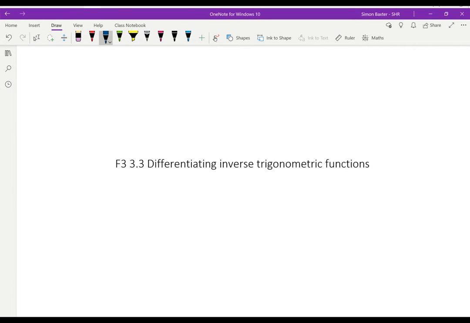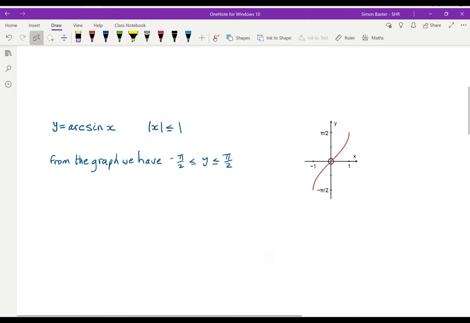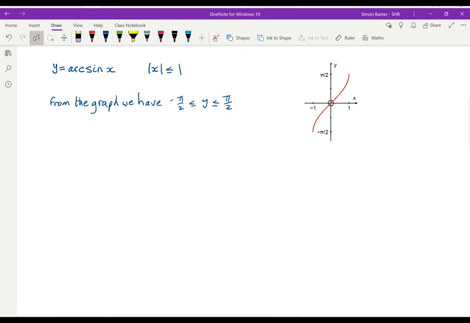In this video, I'm going to look at differentiating inverse trig functions. This is very similar to the last video that you saw, which was about differentiating inverse hyperbolic functions. Let's look first at arc sin x. I've drawn the graph of arc sin x for you.